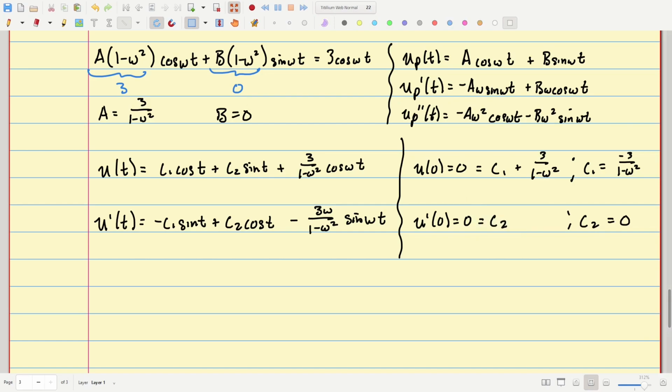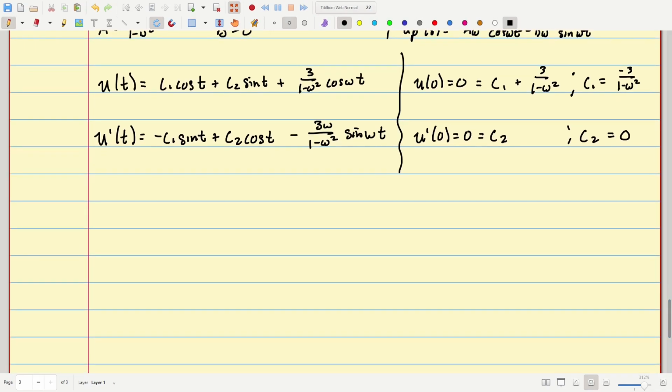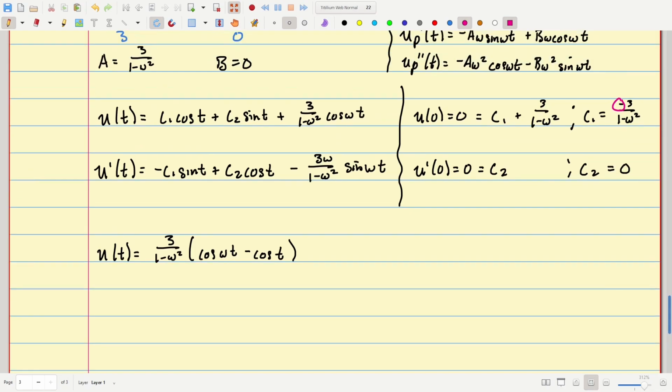Okay. So we now have our solution, which we can write as u of t is equal to 3 over 1 minus omega squared times the quantity cosine omega t minus cosine t, because I take the minus sign and just reorganize the terms, right? So we get negative this for C1.